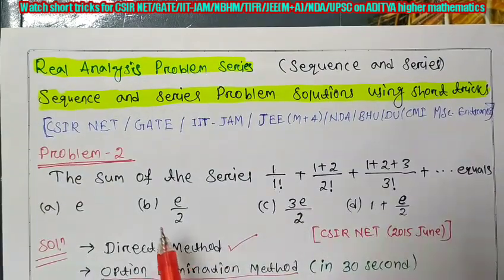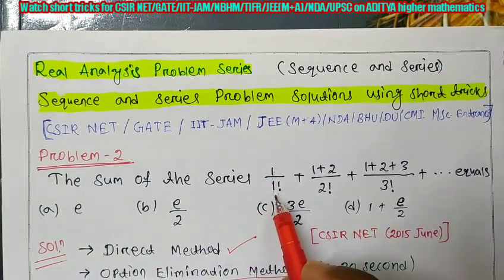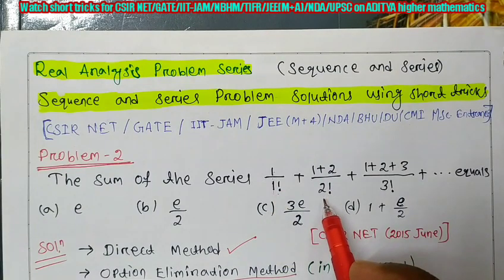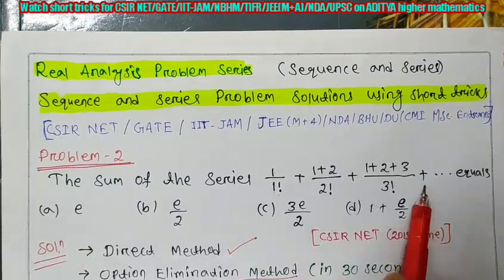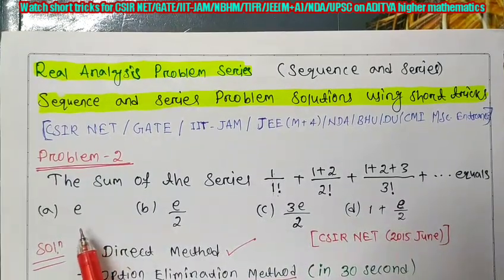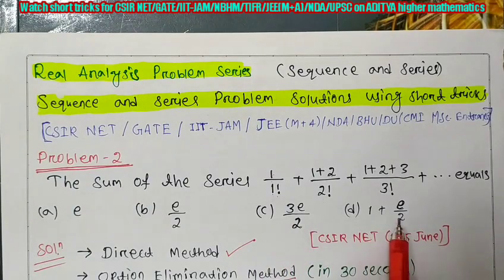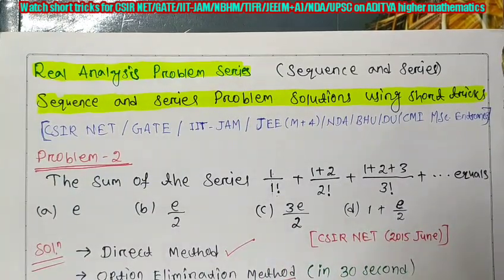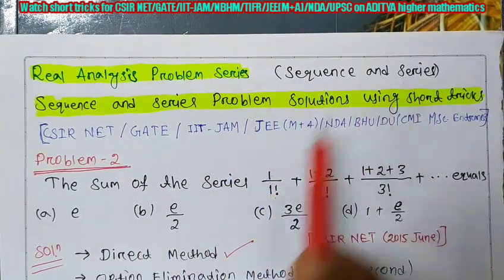Actually, in this question also we will find the sum of a series which is given: 1 by 1 factorial, 1 plus 2 by 2 factorial, 1 plus 2 plus 3 by 3 factorial. It is also an infinite series, and the four options given are e by 2, 3 by 2, and 1 plus e by 2. This is problem 2 of my real analysis problem series on the topic sequence and series.